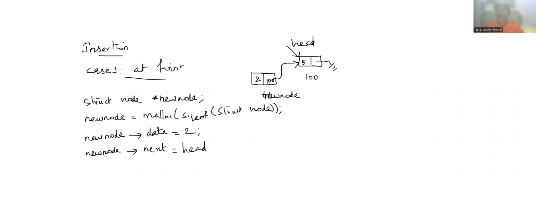One more thing you have to do. The head pointer always points to the first node only. Now it's pointed to the second node. So what I have to do is change the head position to the new node. So you can give head is equal to new node. Now this will be erased. Your head is pointed to the first node. Now you can check your list. The first node is 2, the second node is 5.